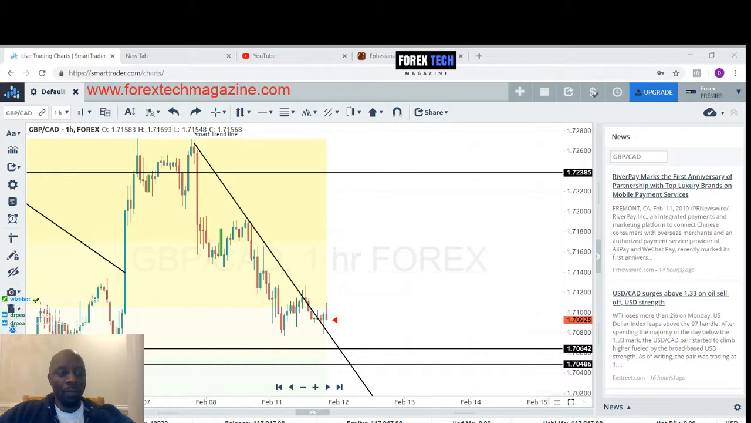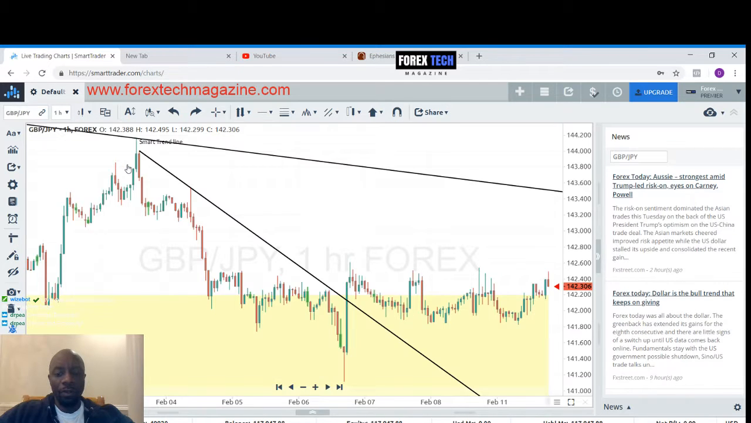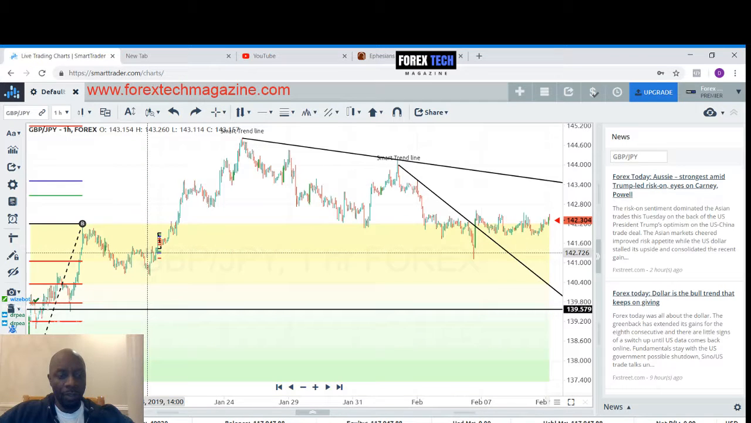So for me, this right here would definitely be a hold at the moment, something we'll be watching. But it's not something that I want to put my money in right now. So let's get out of this one. Let's see. Great Britain pound, Japanese yen. Kind of the same things going on over here.